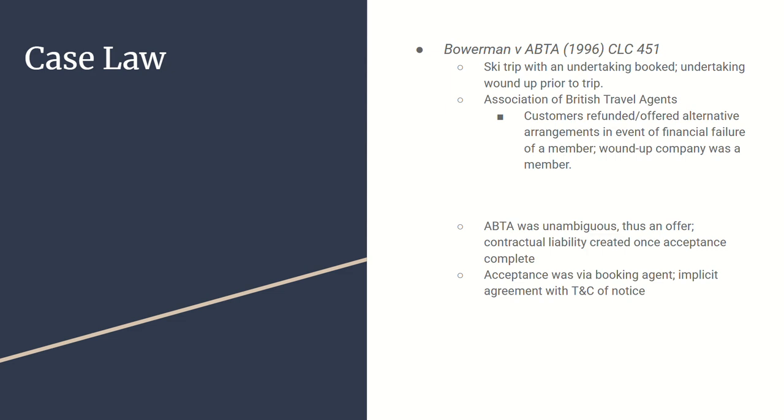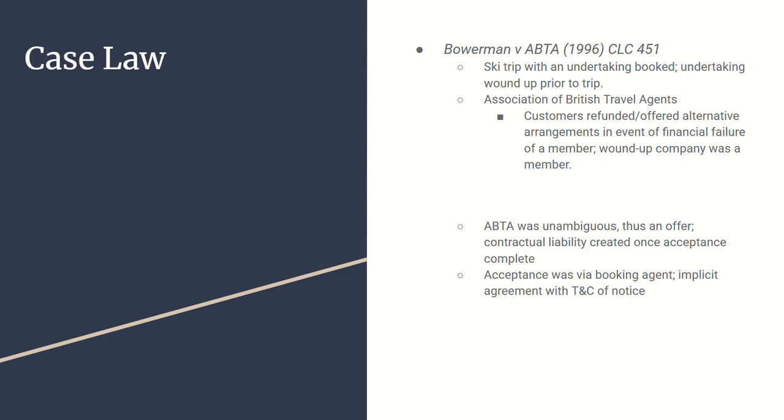In the Barrowman and ABTA case, this case considers consumer rights under common law, where a ski trip with an undertaking was booked. However, the undertaking itself wound up prior to the trip. The Association of British Travel Agents, of which this wound up company was a member, promised to refund or offer alternative arrangements to customers in the event of financial failure of a member organisation of the ABTA, of which the wound-up company was.